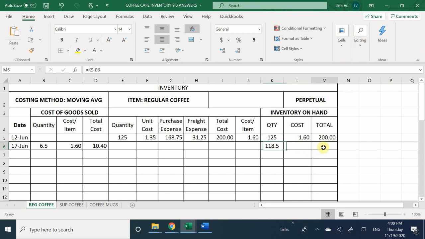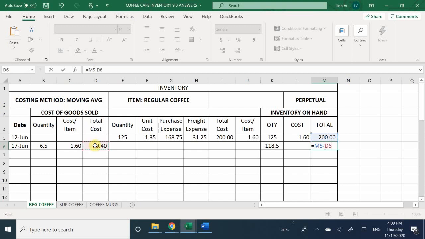So now the next one is, how do you solve for the total cost? Well, I was going to take the 200 minus the 1040. Good. So equal, the 200 and then a minus sign. And then we're going to click on the 1040. Enter, which gives us 189.60.